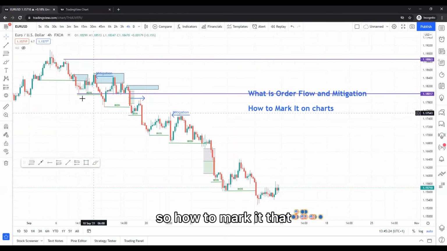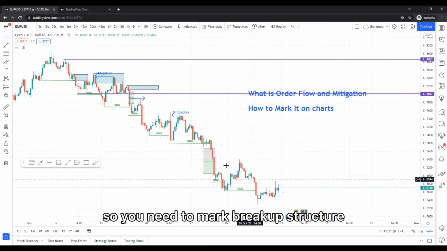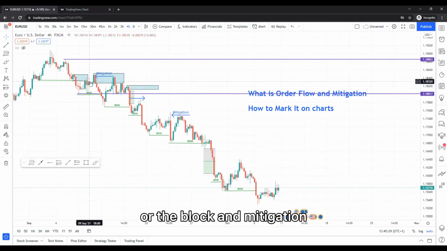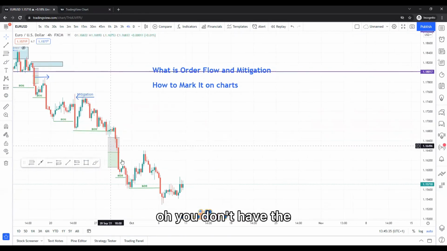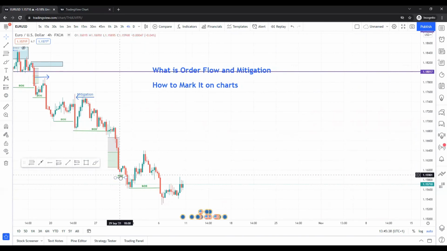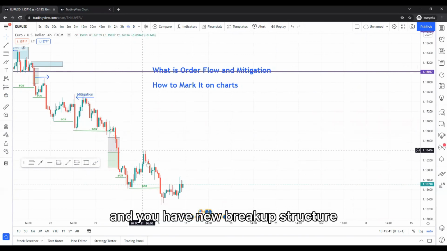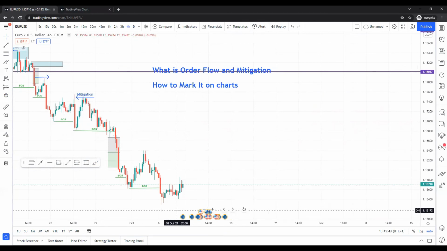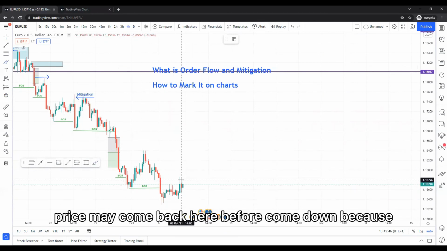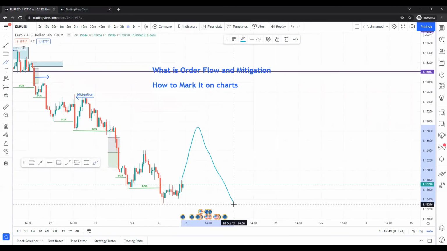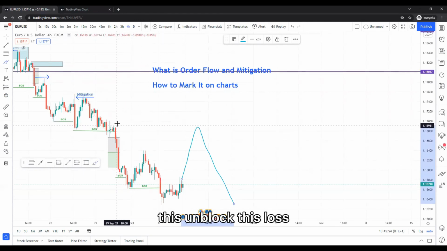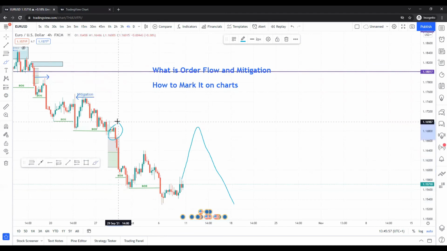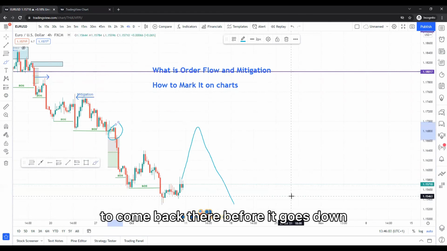Okay, so how to mark it, I already showed how to mark it, right? So you need to mark break of structure, order block, and mitigation. So let's say you come in the morning and see, okay, you have this order block and it's not mitigated, and you have a new break of structure. In this case, price may come back here before coming down, because it has a reason to come back here, right? This order block, this loss of institutions' money, is not mitigated, so it has a reason to come back there before it goes down.